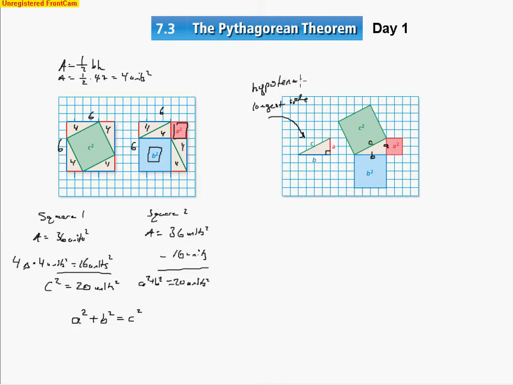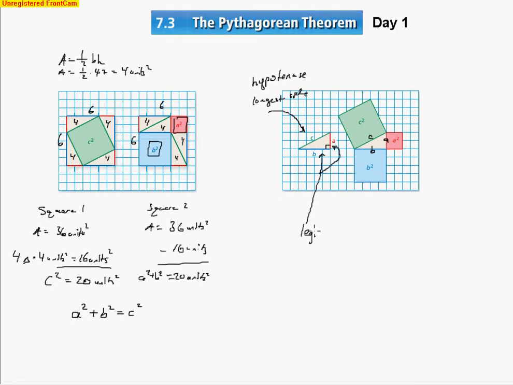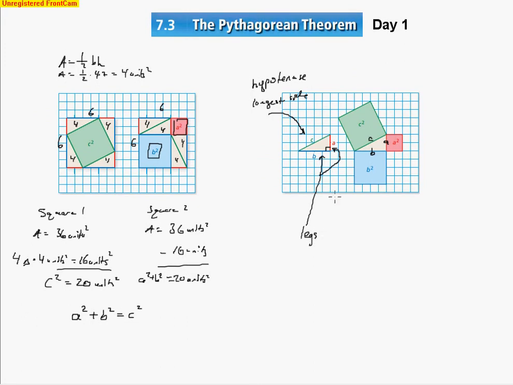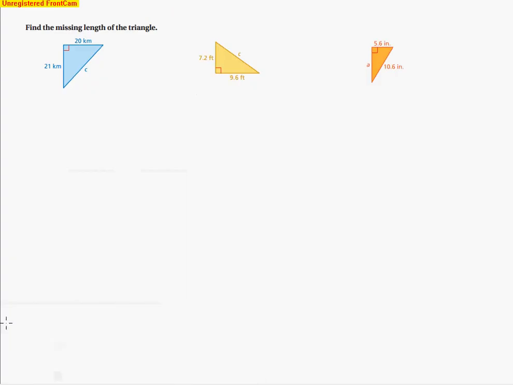And so we've got the hypotenuse. These two sides, the two sides connected by the right angle symbol, those are called the legs of the right triangle. And so we're going to use those to help us solve for missing sides. So let's take a look at some problems here.